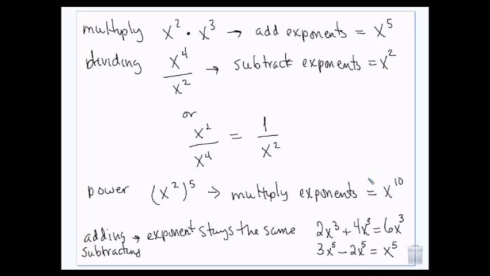So when you multiply, divide, or raise to a power, the exponent changes, but when you're just adding or subtracting, the exponent stays the same. And these examples here, what we're doing is we're multiplying. So we add the exponents. Multiply the number part, add the exponent part. Okay. Does that help?